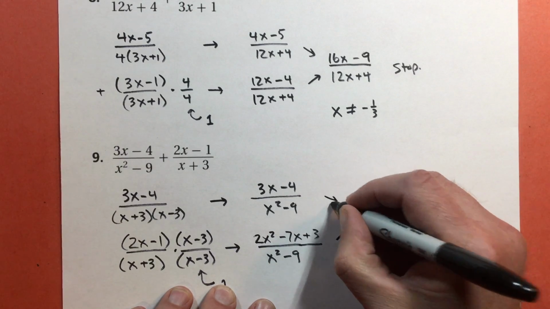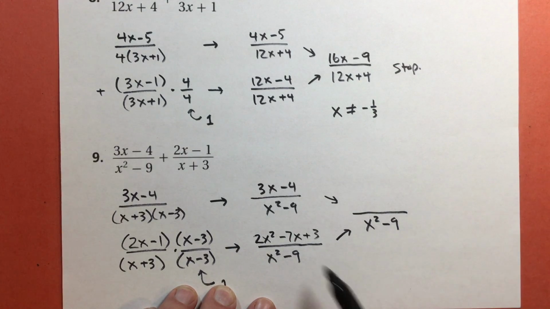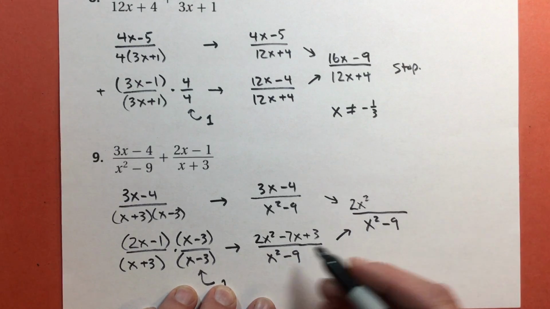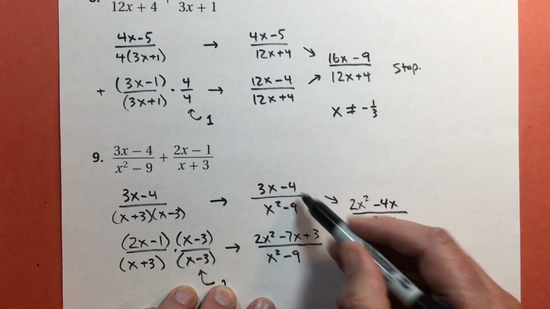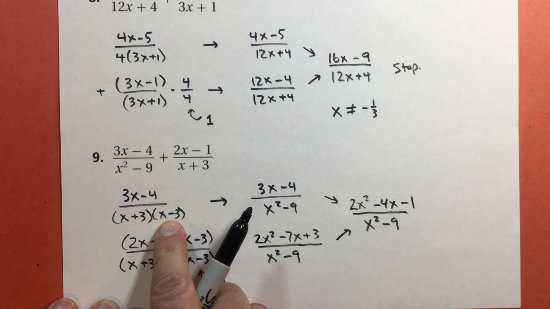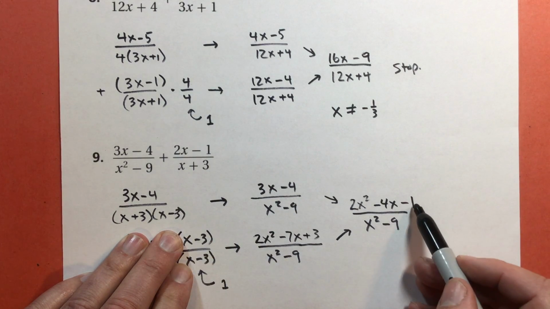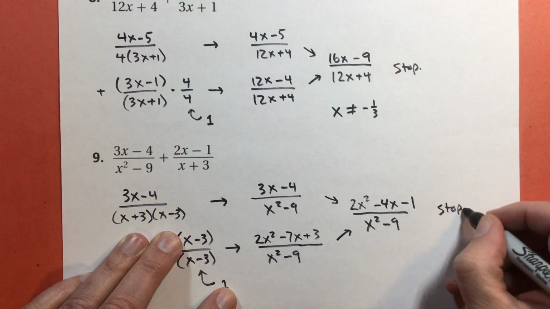Now I'm going to add these two together. My denominator is the same, so I can take care of that right away. 2x squared, nothing else up here, 2x squared. Negative 7x plus 3x is negative 4x. And negative 4 plus 3 is negative 1. I have to check to see if it can be reduced. I know that the only way it's going to reduce is if x plus 3 or x minus 3 is going to be a factor. And neither of those are going to be a factor because of the 1. 3 is not a factor of 1. So that one's good. I can stop.